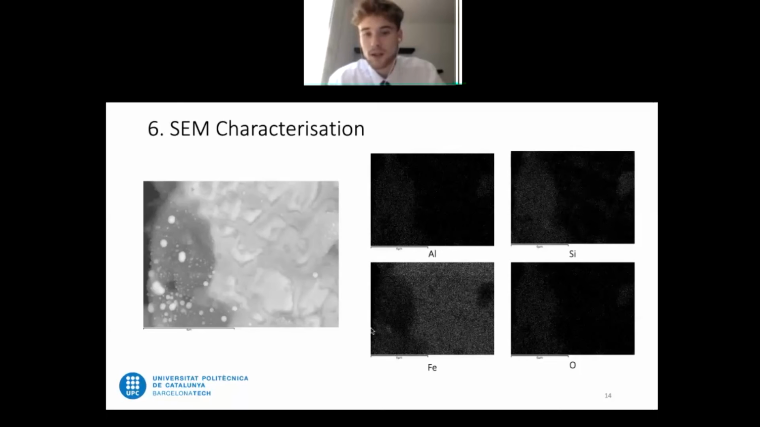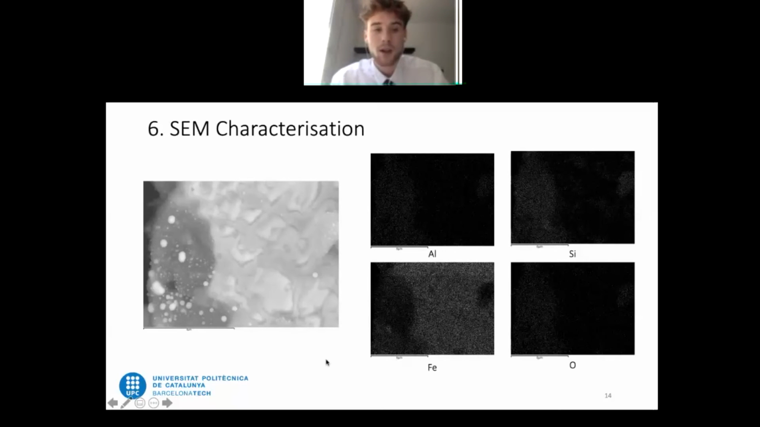The major thing that we should take from these images is that the concentration of iron is significant on this right-hand side, in locations where oxygen is not present at all. So what we can say from this is that this particle has been fully reduced down to metallic iron.